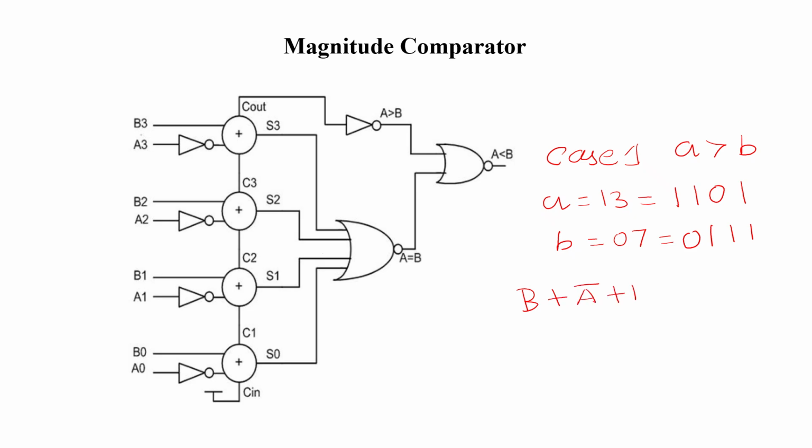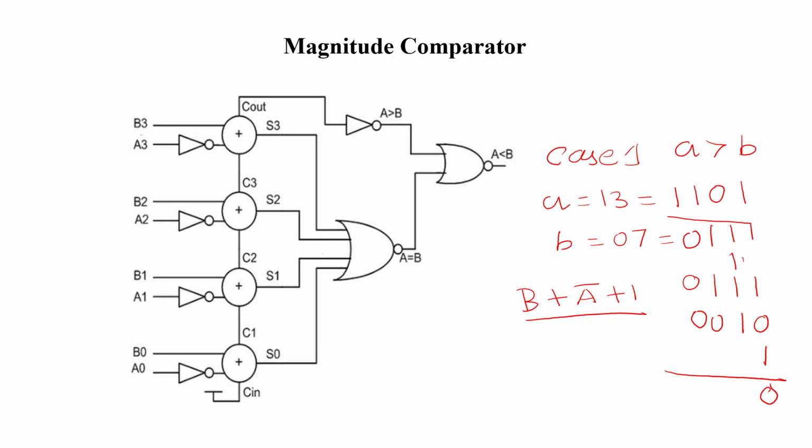This circuit follows the expression B plus A bar plus 1. So this circuit structure is like this expression. So now B value is 7. Then A bar value, after complement of this number, 0, 0, 1, 0, then plus 1. You just add these three numbers. 1 plus 0 plus 1, sum is 0, carry value 1.